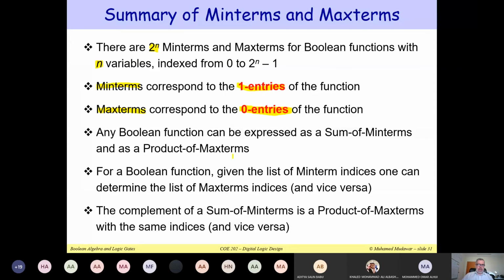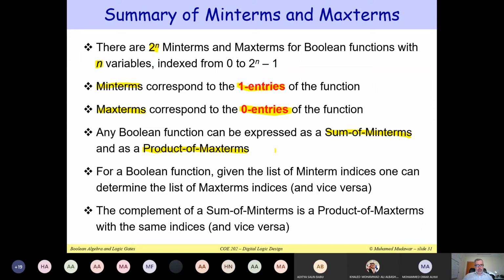Any Boolean function can be expressed as a sum of minterms. This is one way to express it. We call it canonical form. Or we can also express it as a product of max terms. So there are 2 ways, either sum of minterms or product of max terms, and both of them are called canonical forms. These are not minimized. We can minimize them later on.